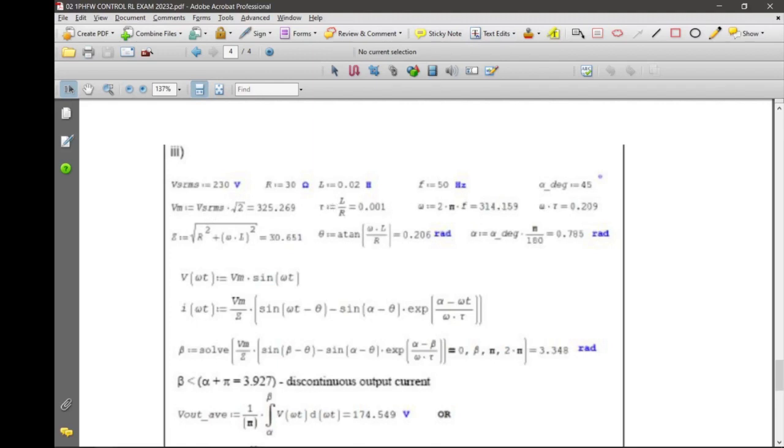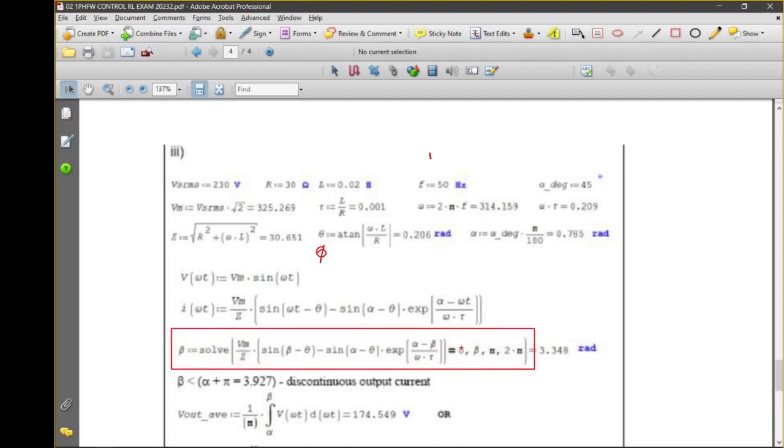Then Z is calculated here, and here Dr. Azlan used theta instead of phi. My notes have phi as inverse tangent omega L over R, and then here is alpha, so you convert it into radian, 0.785. Right, so now we have V of omega T equals Vm peak sine omega T, and you define this equation, and then SMath uses this function here.